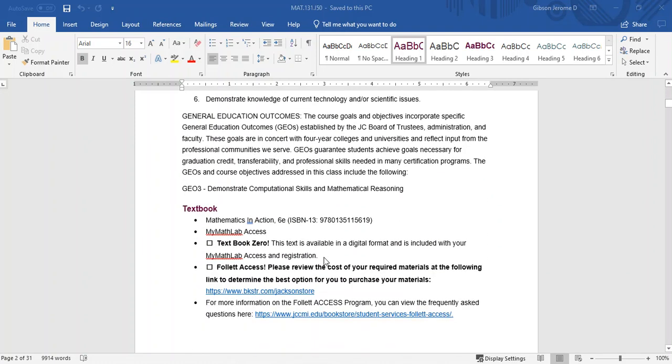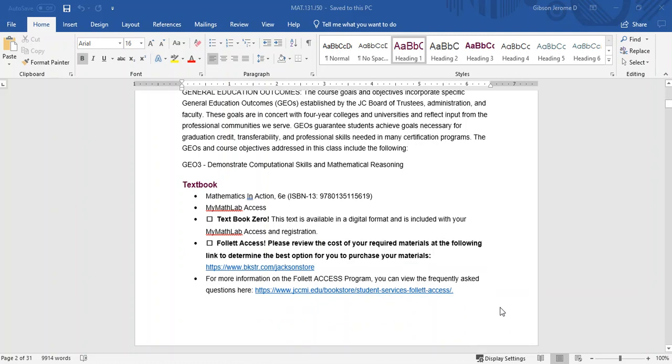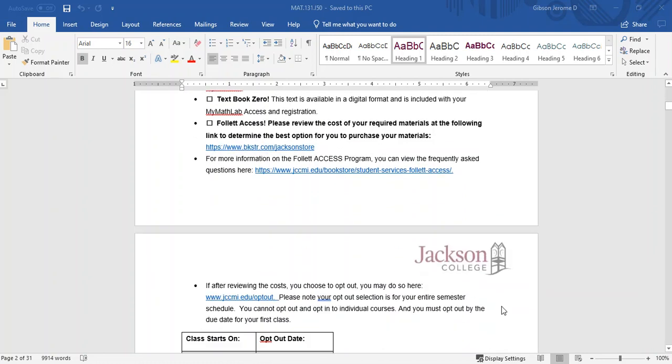The textbook, you should have received your textbook from the bookstore. If you have not, please contact the bookstore, and it shows you down here how to contact the bookstore, because your textbook and your My Math Lab code is supposed to be included in your fees. And I will get you the My Math Lab code in just a second.